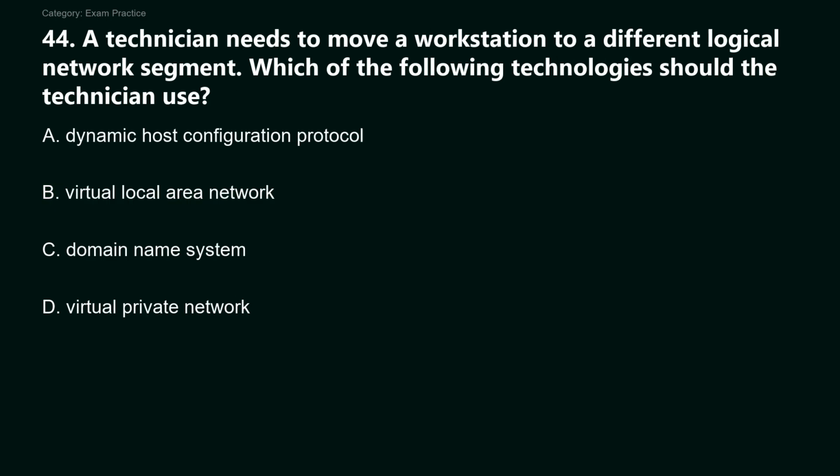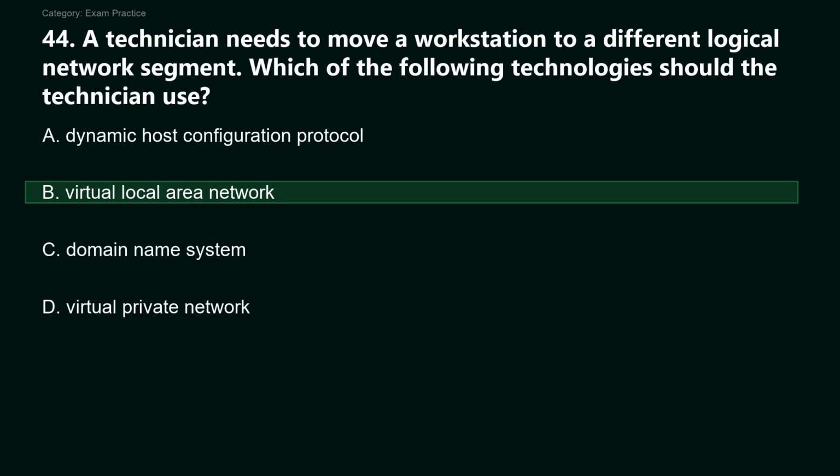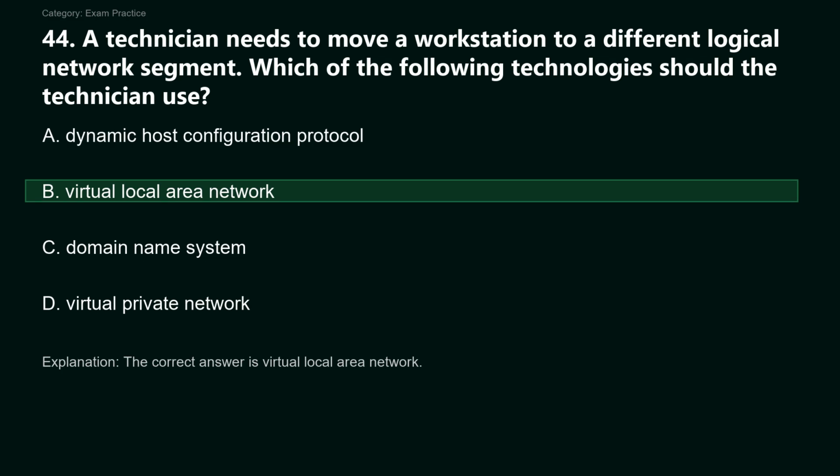Question 44. A technician needs to move a workstation to a different logical network segment. Which of the following technologies should the technician use? Option A, Dynamic Host Configuration Protocol. Option B, Virtual Local Area Network. Option C, Domain Name System. Option D, Virtual Private Network. The correct answer is option B, Virtual Local Area Network.